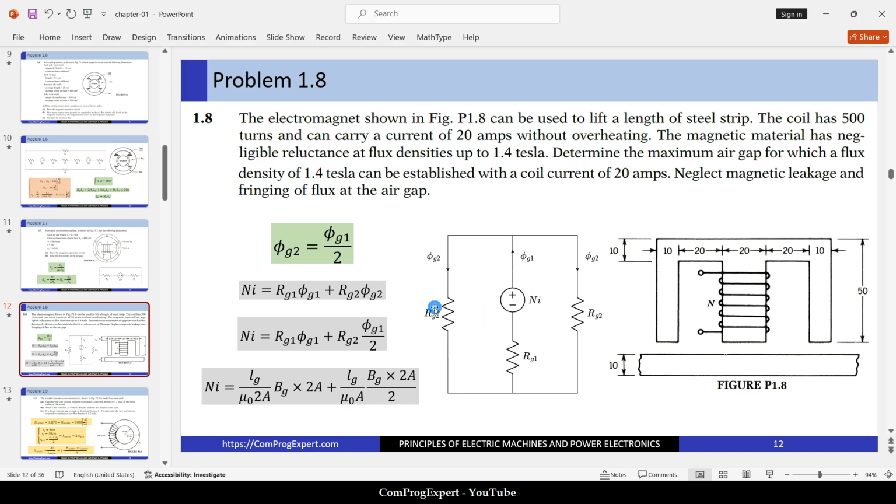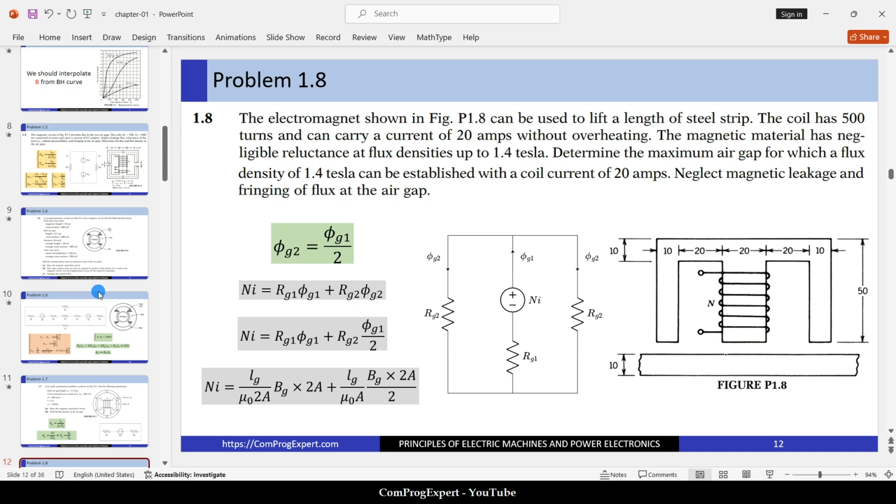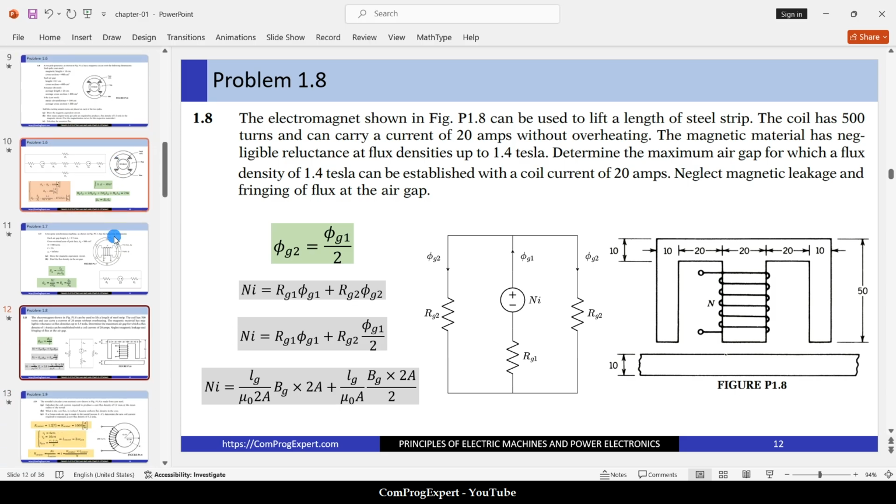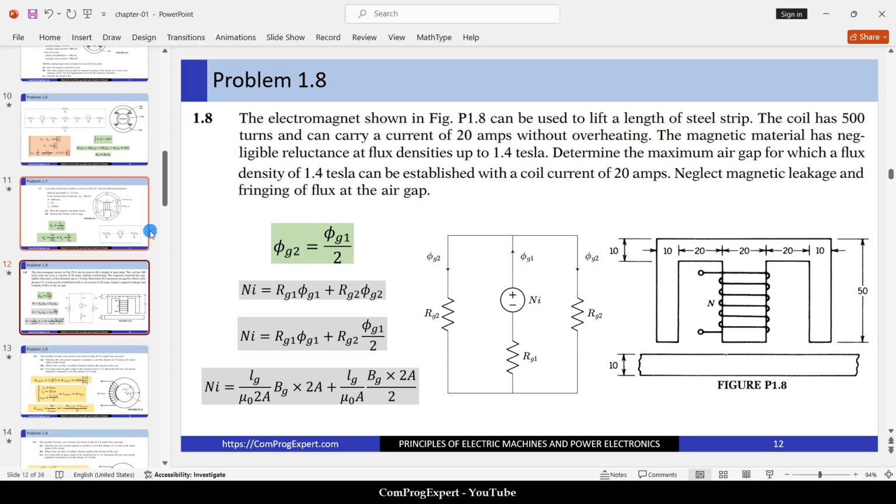I don't generate the ANSYS Maxwell model. We did it for previous examples, but you can generate the ANSYS Maxwell model and the flux density plots, right? It will be a good practice.